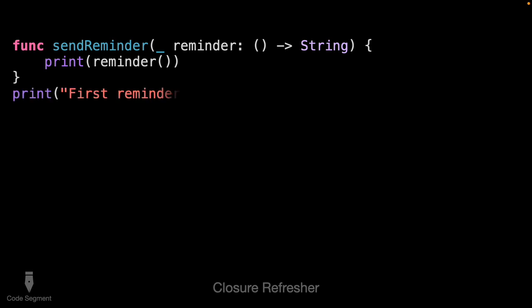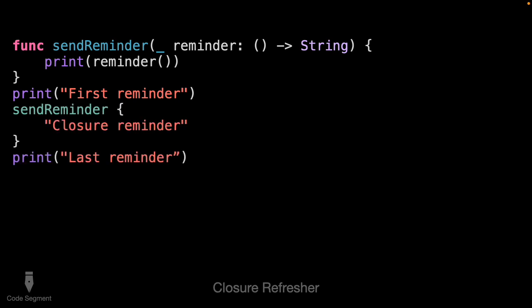So here we have a function. This function prints first reminder, and it takes in a reminder closure. The reminder closure is a function type that takes in 0 parameters and returns a string. Because we have that as the last parameter in our parameter list for the send reminder function, that means that we can define the closure inline immediately after we call the function send reminder without even using parentheses, right? Very common pattern in Swift.